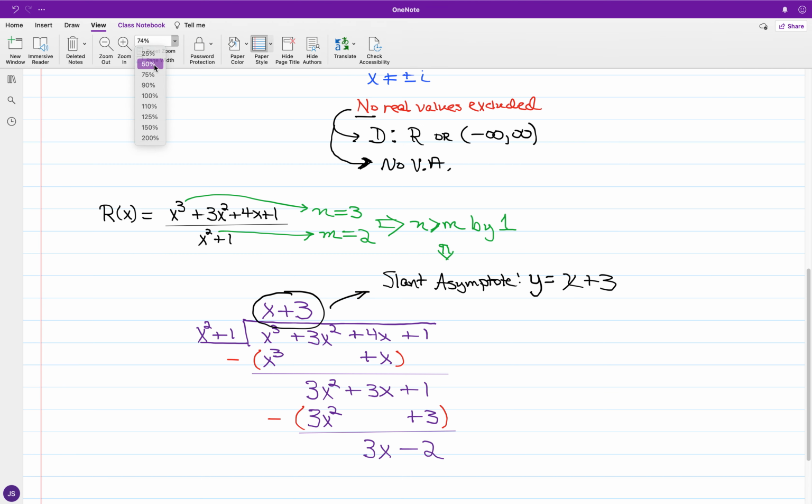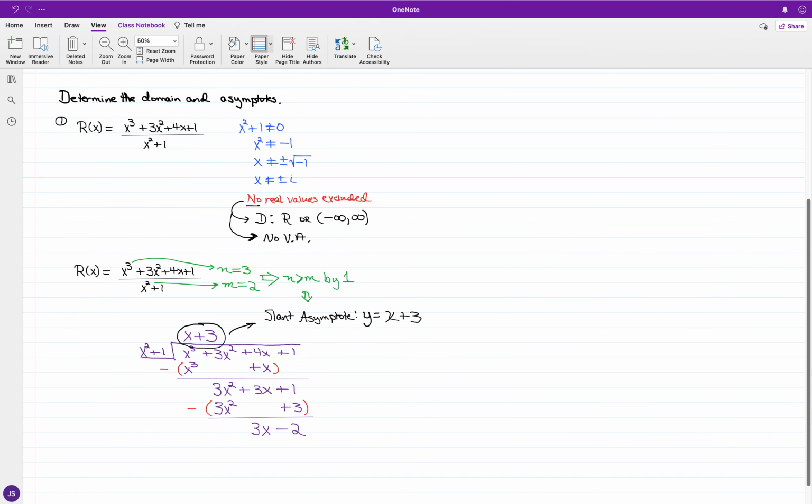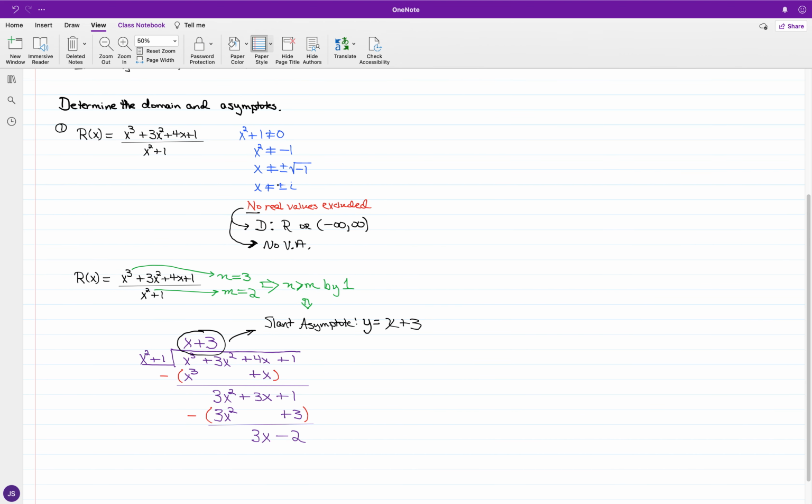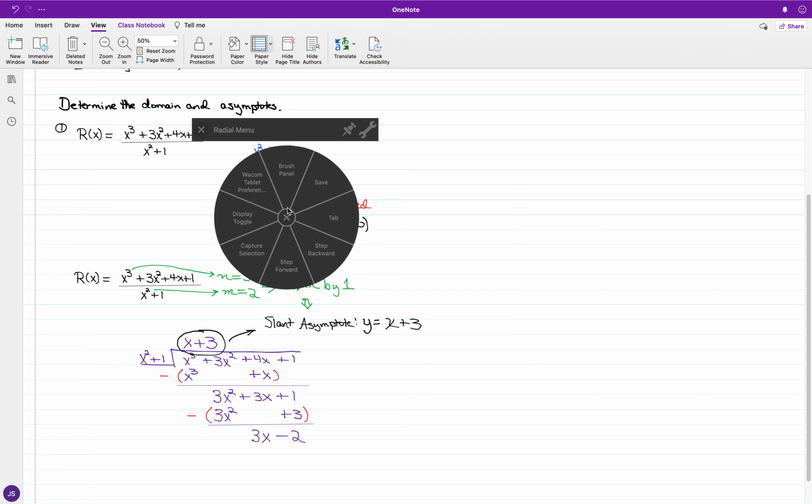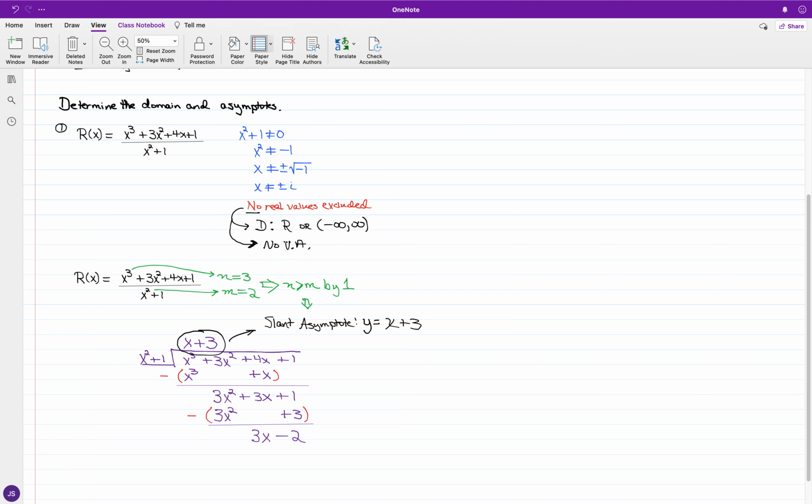So just looking at this once again, x squared plus 1 has no real value exclusion, so x could be anything. So the domain is all real numbers. And since there were no real values excluded, there was no vertical asymptote. Now, I've been asked before whether you can have both horizontal and slant asymptotes, and the answer to that is no. It's going to be one or the other if there's to be any asymptote outside the vertical asymptote.